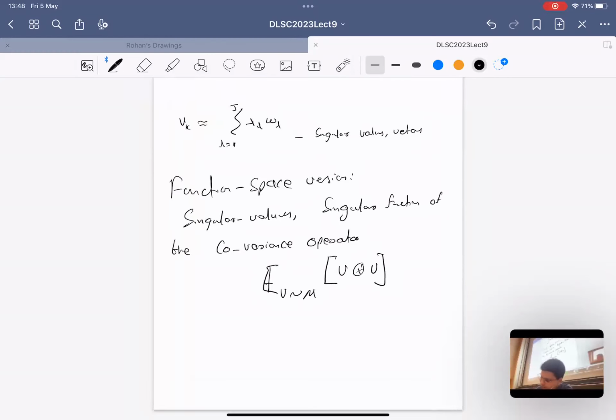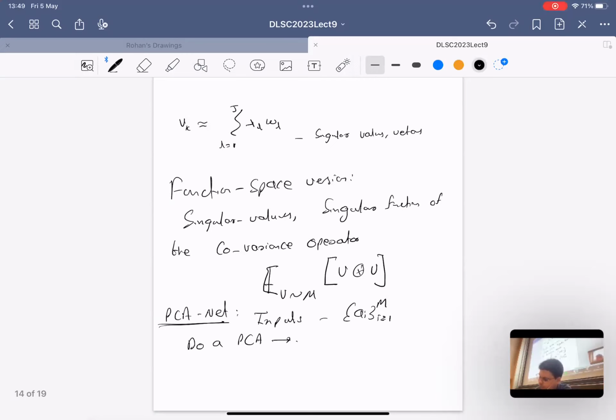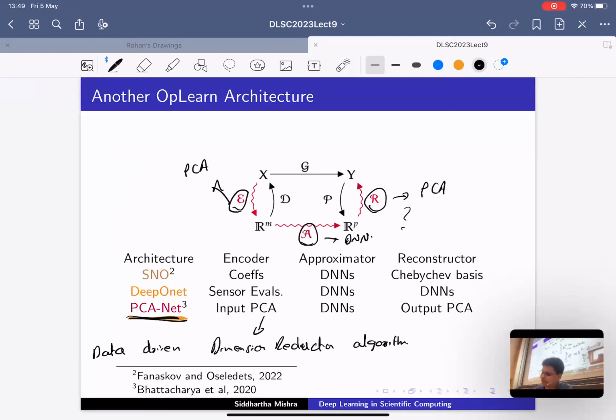Okay, so now what is my PCA-Net? PCA-Net is the following. You have your inputs, given by AI, I from 1 to, what did I call it? M. Okay, so do a PCA, and you extract your PCA coefficients. Then also on the output, you do the same, an output PCA. This will also give you some basis, right? So on both sides you have some basis because PCA gives you these coefficients. These are the input coefficients. This is what you process, and then you use the singular vectors or singular functions to reconstruct. Okay, and this is the algorithm.